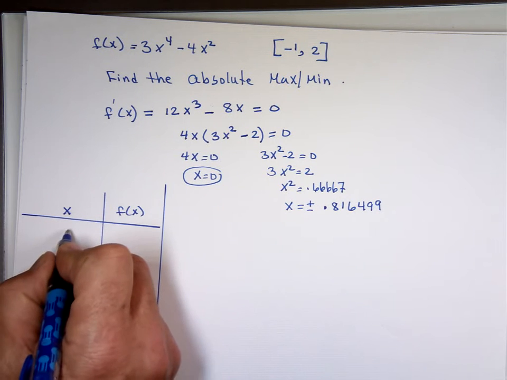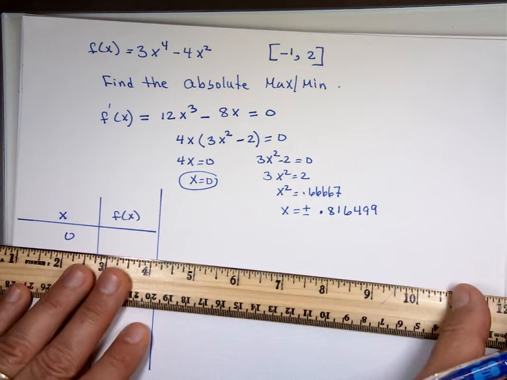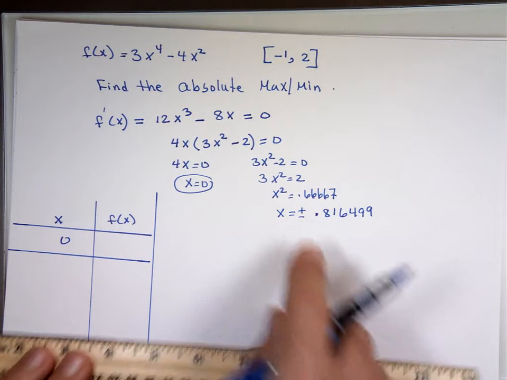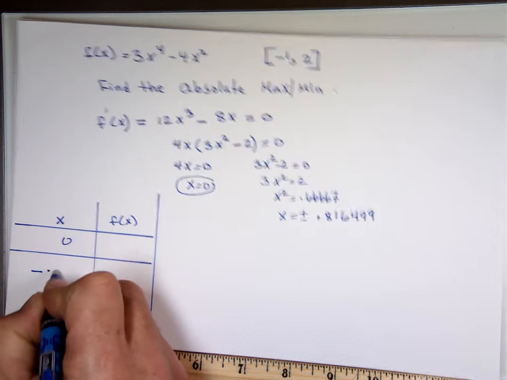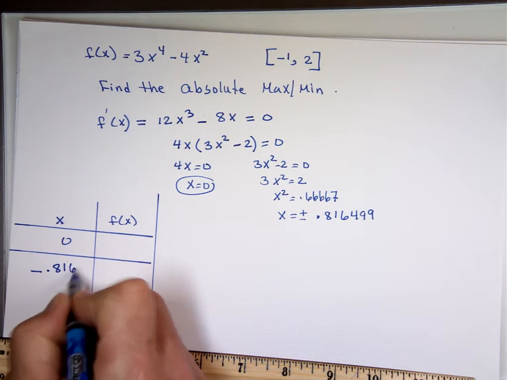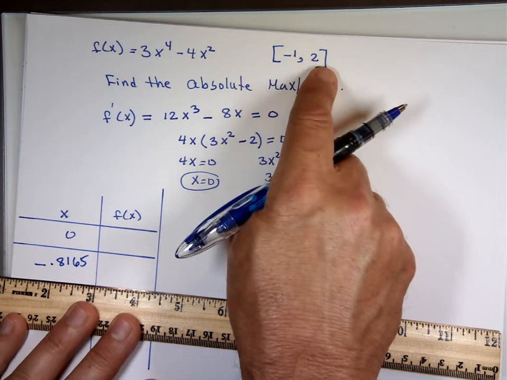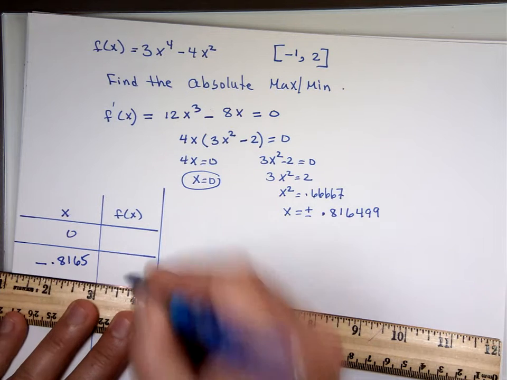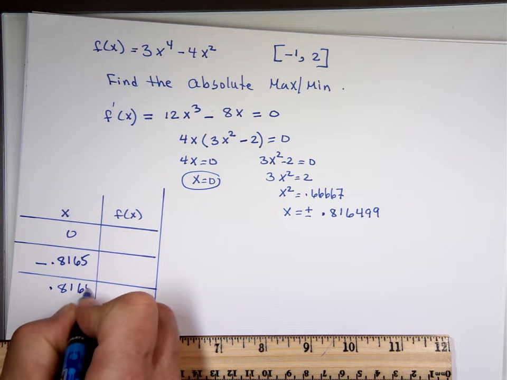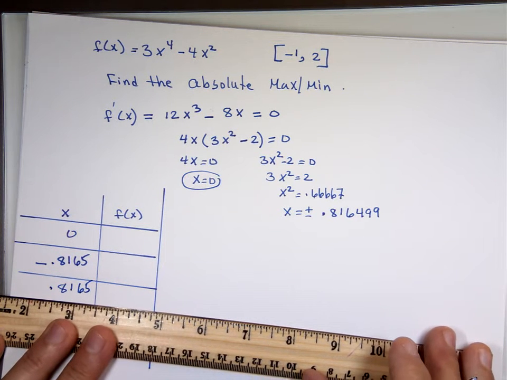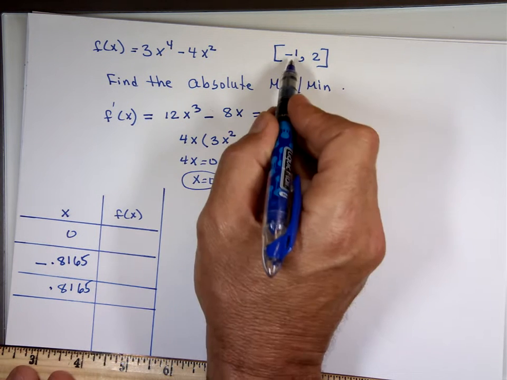So I'm going to test the 0, which is between minus 1 and 2. I'm going to test the negative 0.81649. 0.8165 is good. I'm not going to carry all the digits. Is it still between these numbers? Still a number to use. Positive 0.8165. What else should I test? How about the endpoints, the minus 1 and the 2?